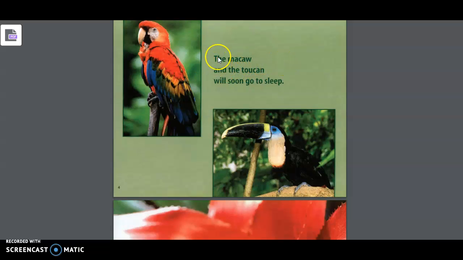Let's talk about this for just a minute. If you just heard those words, the macaw and the toucan, you may not know what those were, but how did the pictures help you? What is a macaw and what is a toucan? They're birds. They're kinds of birds. So if you didn't have the pictures and those extra details, you might not understand what that meant. But the pictures and the details help us understand the meaning of the story, what the author is trying to tell us.